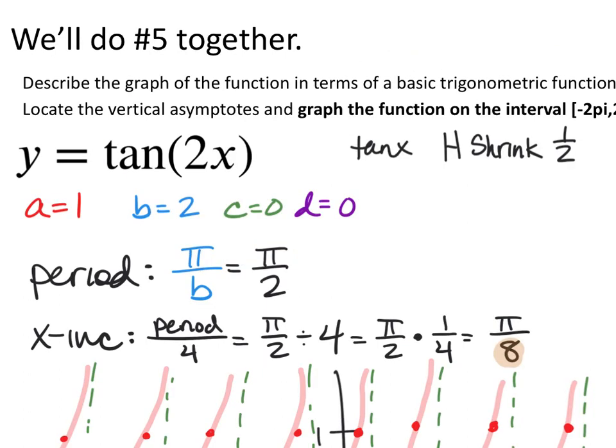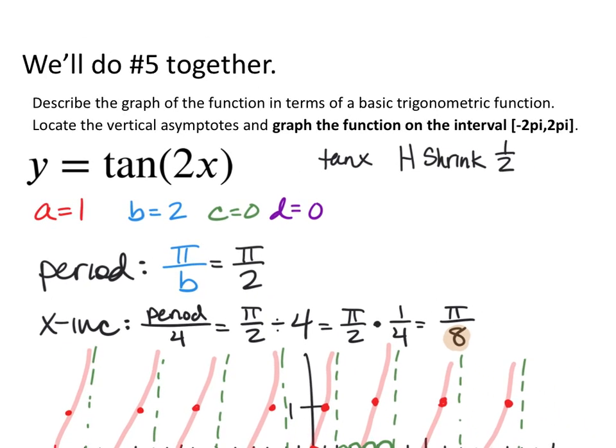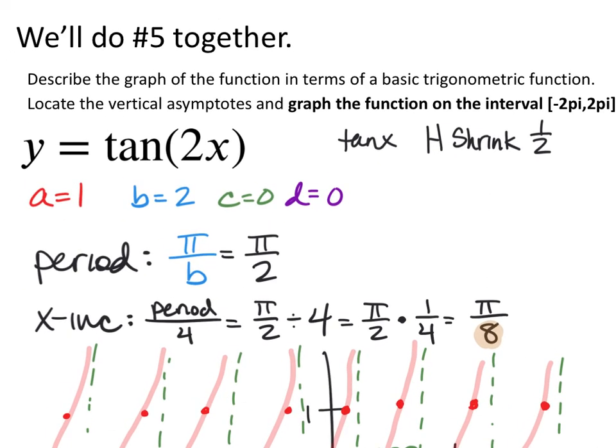Now, if we look through a problem, this is straight off the homework, and if you weren't in class, I actually changed the homework instructions to graph the function for numbers 5 through 12 on the interval negative 2 pi to 2 pi. I think it says to graph 2 periods of the function. I'm going to ask you to go negative 2 pi to 2 pi on your test, so we're going to practice that way. So, describing the graph of the function in terms of the basic trigonometric function.